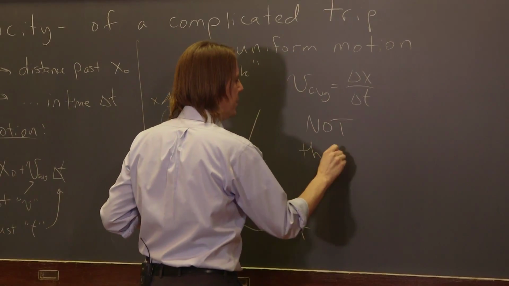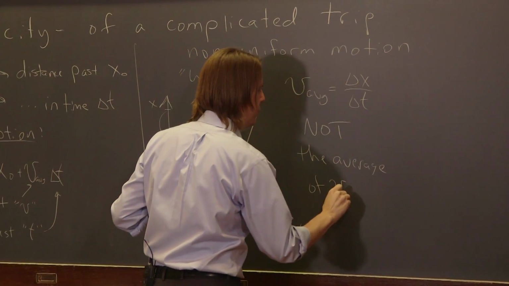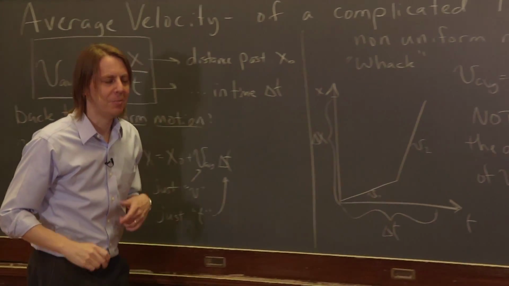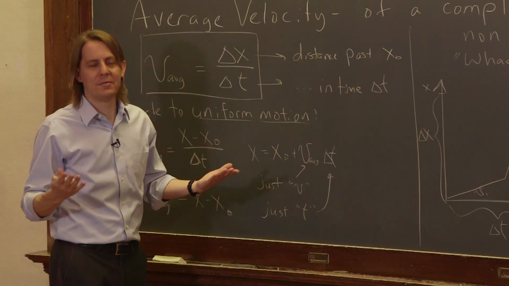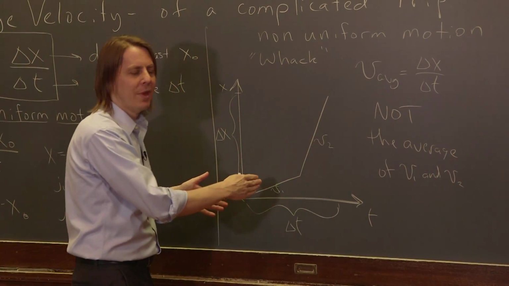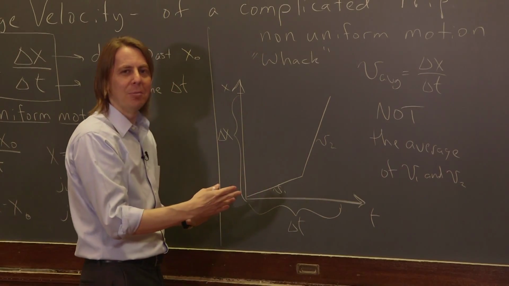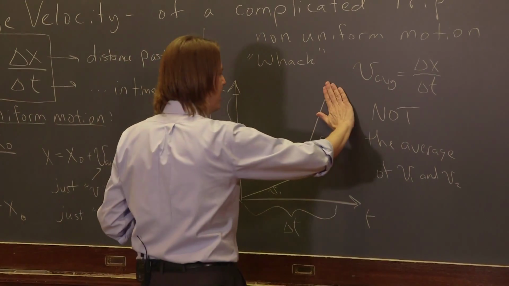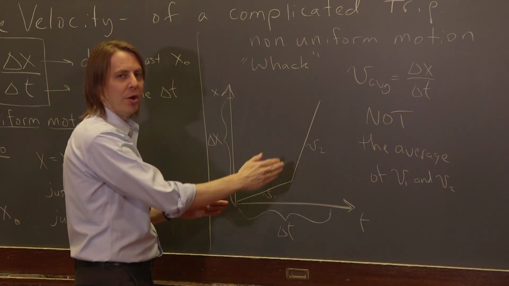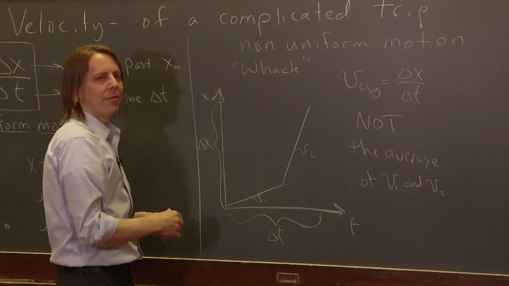Now, it is not the average of v1 and v2. You might think the name of it implies you just average v1 and v2, but you don't, because it's actually kind of weighted by time. Here I've given them both an equal time, so it looks like it would be about the average. But you could have the case where it went fast for a much shorter time, and then you'd give more weight to v1. So by taking this total delta x and delta t, you're weighting the average by time.